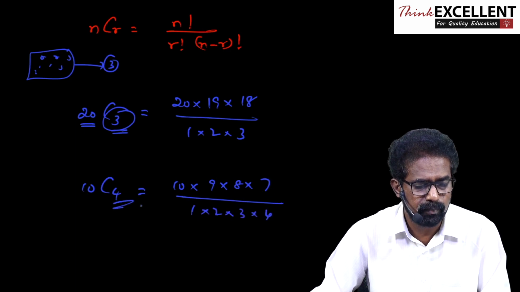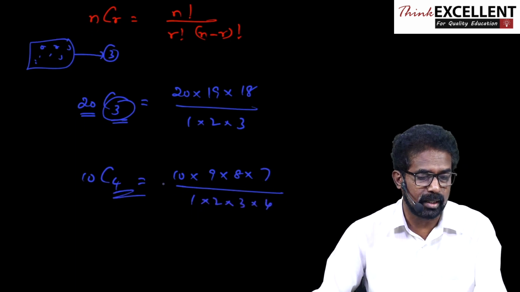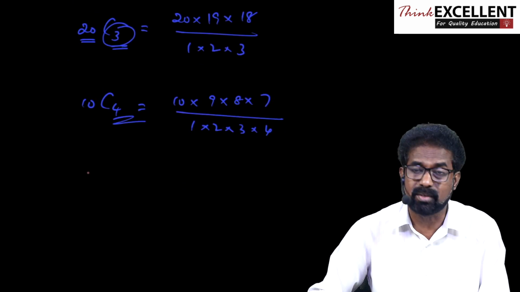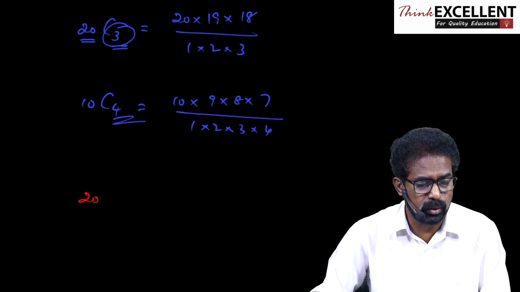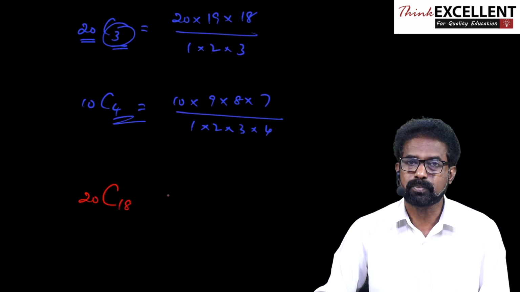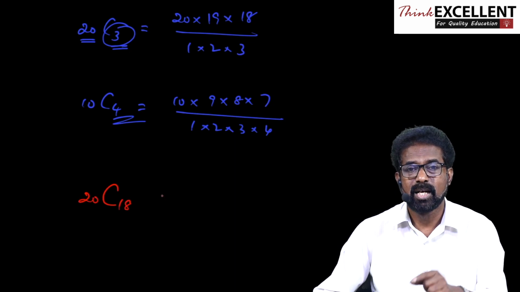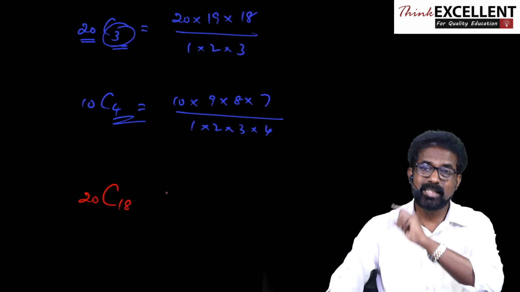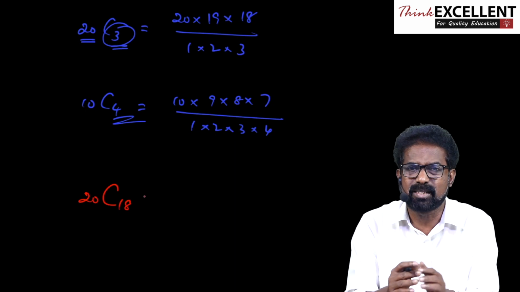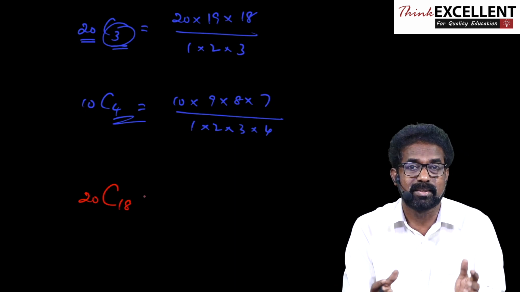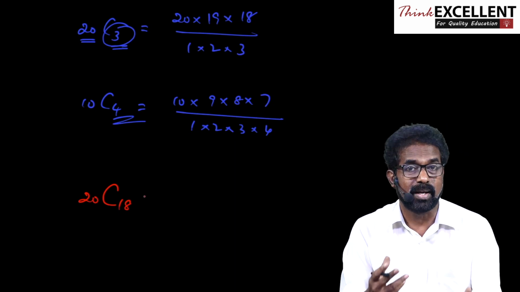Since there is 4 factorial, in the numerator you write 4 terms. But sometimes you may find it difficult. Suppose the question is 20C18. You start with 20, reduce 1 by 1, you have to write 18 terms. It's not easy. So that's the beauty of mathematics. Whenever you find something difficult, people will find some easy method.